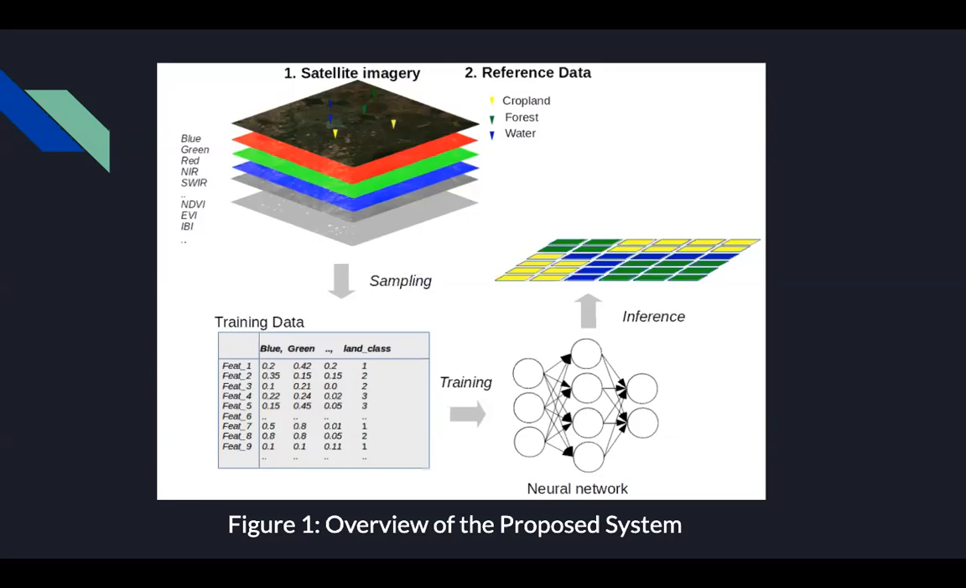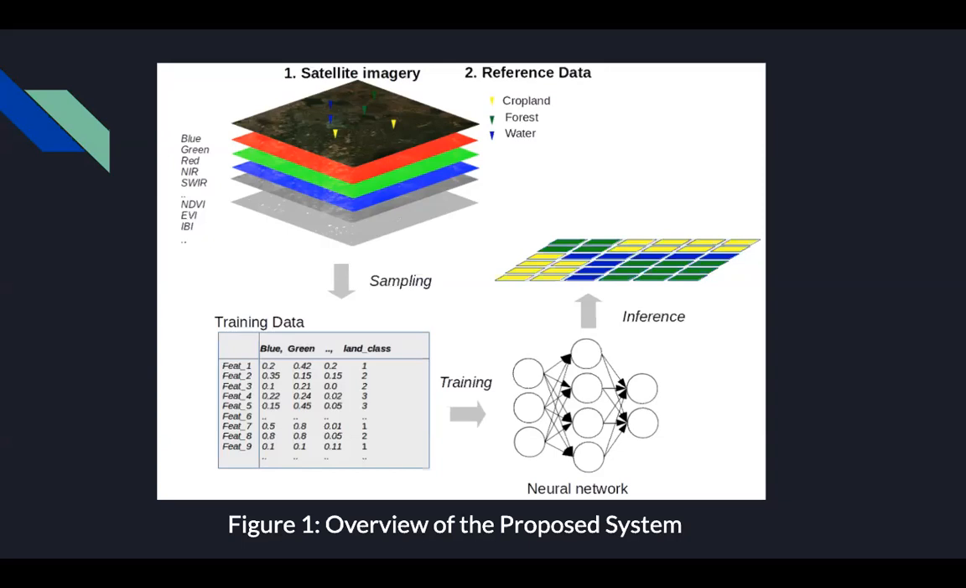For the second step, we collect reference data from OSM or sometimes from Collect Earth, for reference data of crop land, forest, water, and other land types. After collecting satellite imagery and reference data, we sample our dataset to train in TensorFlow. When sampling our dataset, we split our data into training data and testing data, and in a later step, we will perform validation.